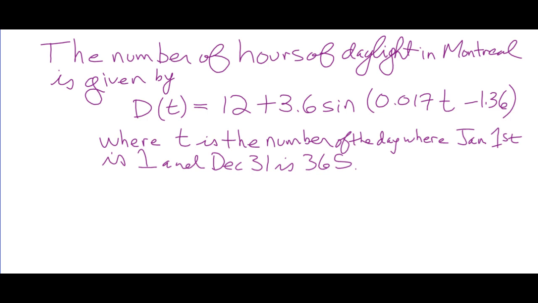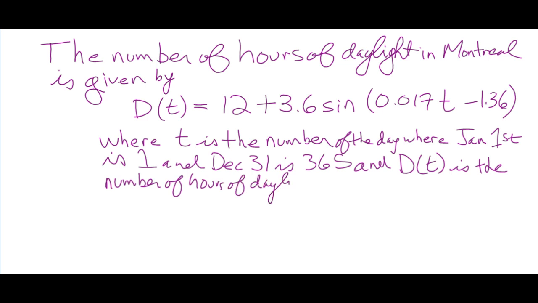And D of T is the number of hours of daylight on day T. So if we stick a 1 in there, we're going to get the number of hours of daylight on January 1st. For 365, we'll get the number of hours of daylight on December 31st, which should be really close to each other, right? Because, I mean, it's one day after another.